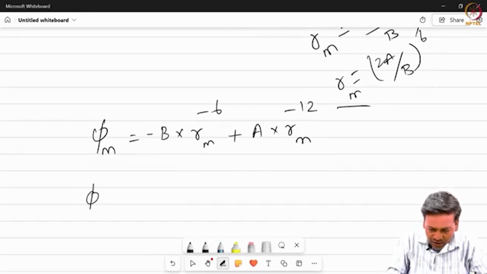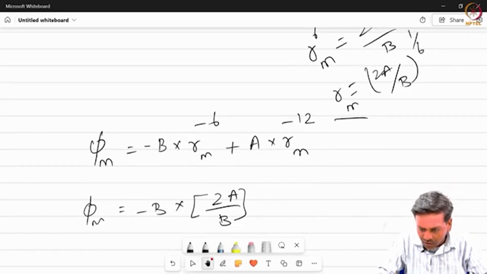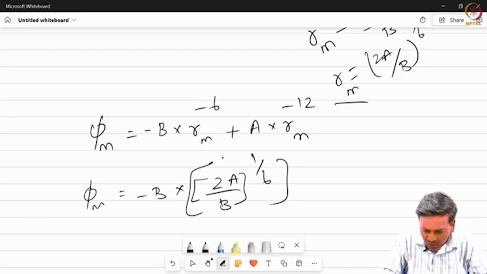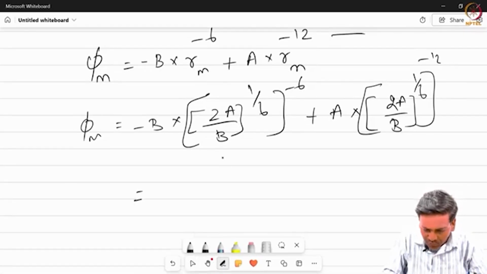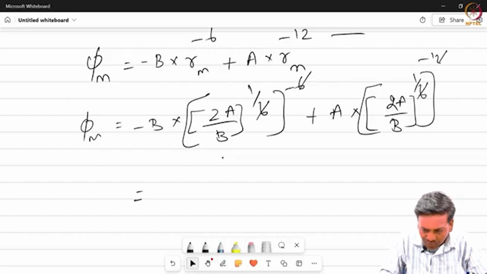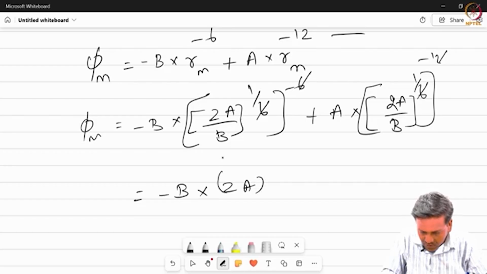So we simply substitute Rm, which is 2a by b power 1 by 6. So pi m is minus b into (2a by b power 1 by 6) whole power minus 6, plus a into (2a by b power 1 by 6) whole power minus 12. If we express this, the exponents become minus 1 and minus 2. So we have minus b into 2a power minus 1 divided by b power minus 1.